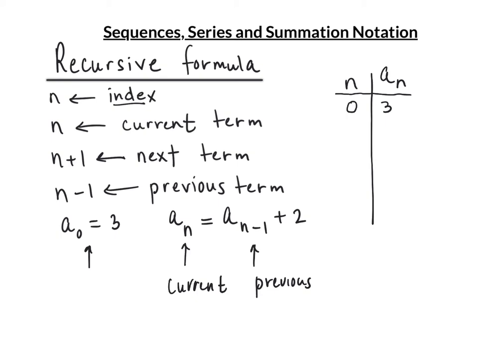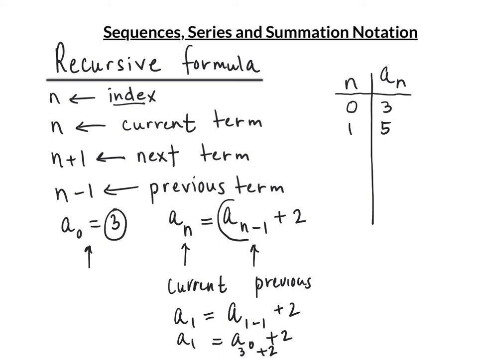So a sub 1 would equal a sub 1 minus 1 plus 2. That means that a sub 1 equals a sub 0 plus 2. When we know what a sub 0 is, it's 3. So a sub 1 is 3 plus 2, which is 5. Basically, what I do is I take the previous term and add 2 to get the next term, the current term. So a sub 2 would be equal to a sub n minus 1, 2 minus 1, that's a sub 1 plus 2. So a sub 1 was 5, and 5 plus 2 is 7.